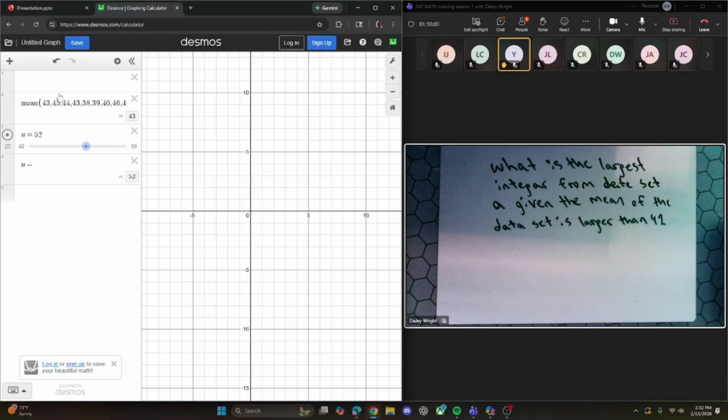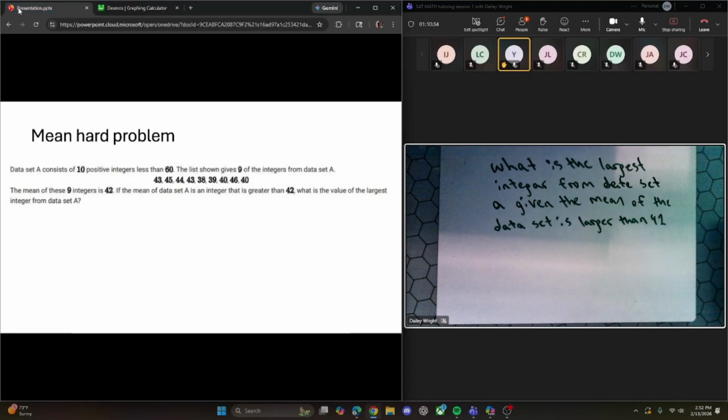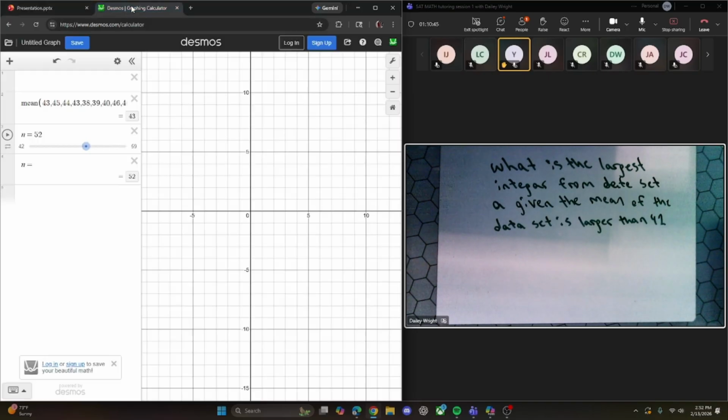I kind of went fast right there. Sorry. Let me explain this part a little better. I want to find n, and I want to find where the mean of the data set is an integer that is greater than 42. I know n has to be less than 60. That's where I got my upper bound.